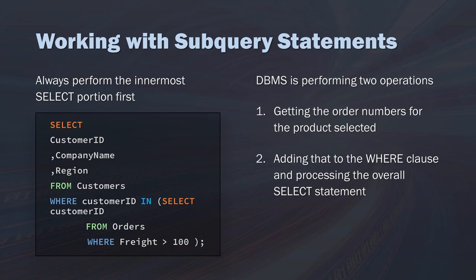Two things to remember about this: the innermost query is always what is performed first. If I'm looking at somebody's query and trying to troubleshoot it, I always start with the innermost query to see what's going on, and then slowly from there build and work backwards. In this example, remember the database is really performing two operations. One, it's getting our customer IDs with the criteria freight over 100. Then it's going and pulling the other customer information and matching it up against the customer IDs we've already pre-selected.